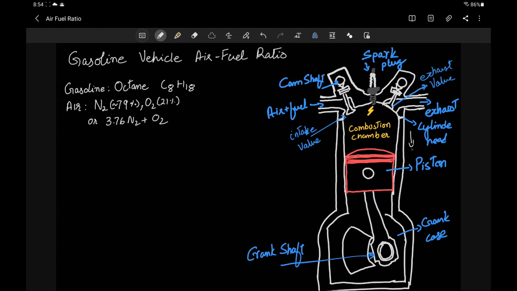This piston is pushed down, and then it creates a power stroke at this crank. And once everything is combusted, it will again push it up. This valve opens, the exhaust valve, and your exhaust goes out.